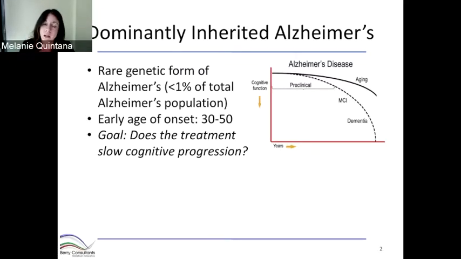In dominantly inherited Alzheimer's, we have the rare opportunity to do this because we know these individuals will develop Alzheimer's, and we have a good estimate of when they will start developing cognitive symptoms. So we'll talk more, and I'll go into more details throughout this talk on exactly how we do that, and how we use that opportunity.